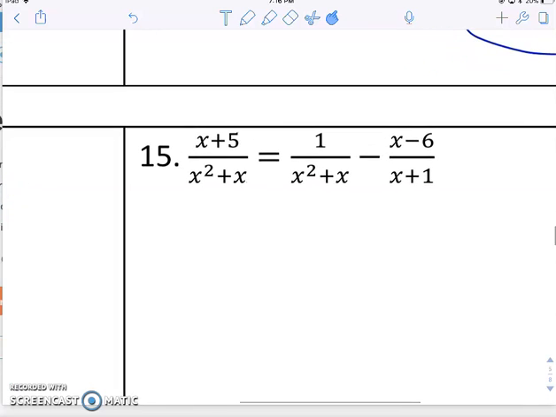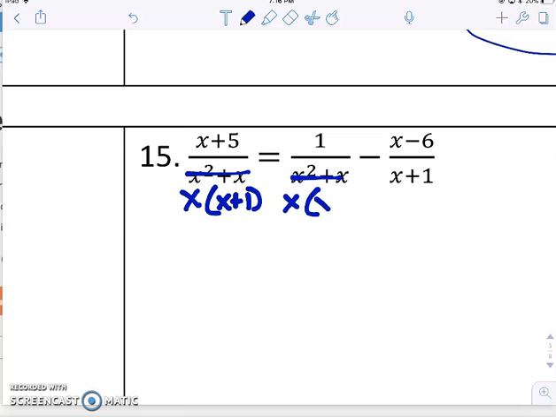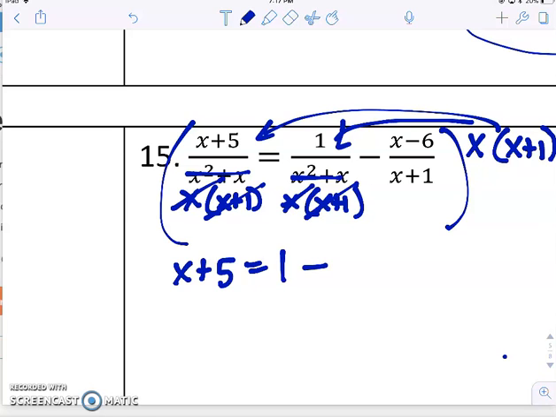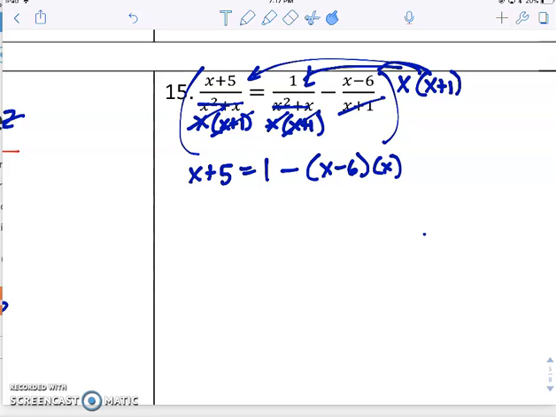The next one here, a little trickier, we have to factor first. So this is x times x plus 1. If we multiply our denominator, x and x plus 1, into this first one, we just have x plus 5. Multiply it into the second one, we just have 1. Minus, multiply it in here, we'd have x minus 6 times x. So now here's the equation we have to solve.